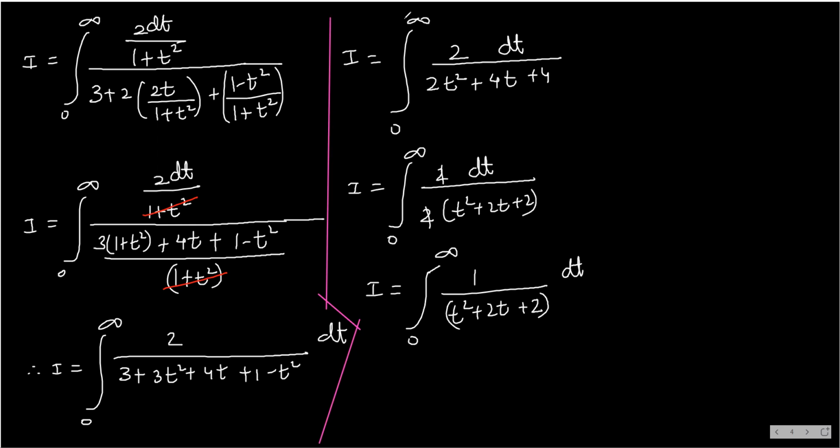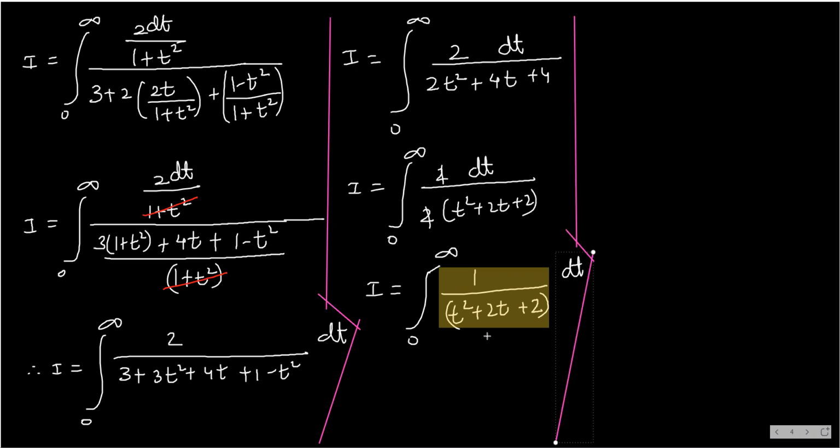Now see this integrand. This integrand is what type? It is 1 upon quadratic. And you know, if you have 1 upon quadratic, then you should be trying to get the proper last term. I can even solve this by using the partial fraction method. For that I'll have to get the factors, but I think getting the last term and solving is going to be much easier.